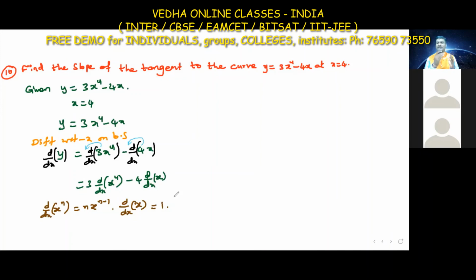d by dx of x power n is equal to n x to the power of n minus 1. Very good. d by dx of x is equal to 1.